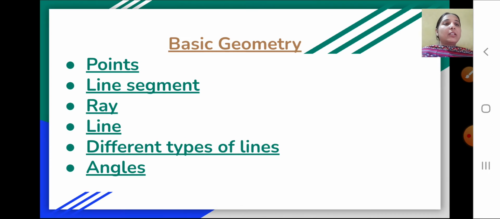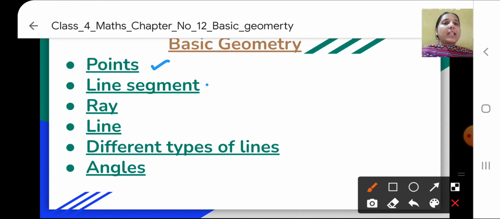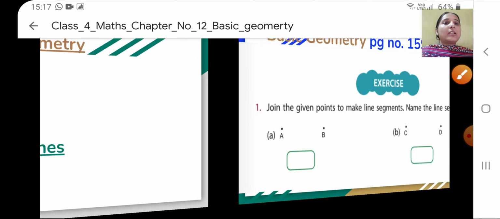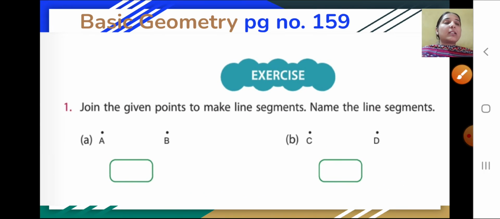So children, in this chapter we have discussed points, then line segment, ray, line, then we have also seen different types of lines and angles and different types of angles as well. So today we will see the exercise that is based on basic geometry.